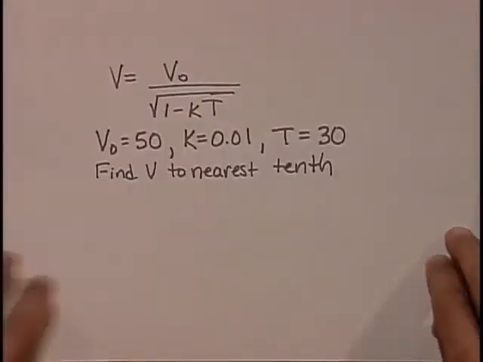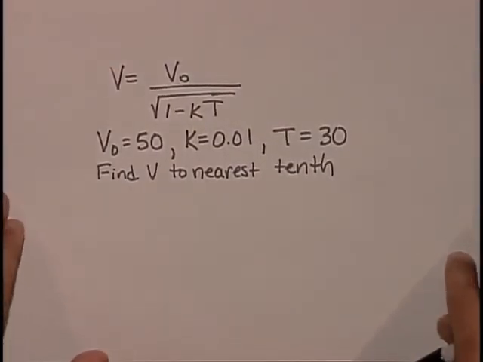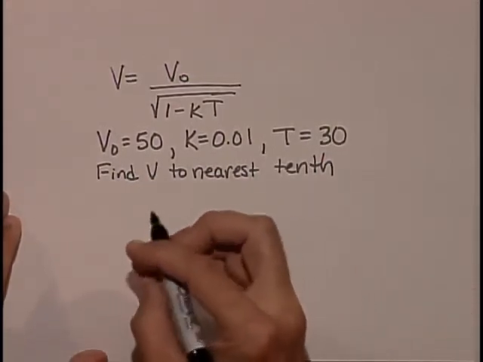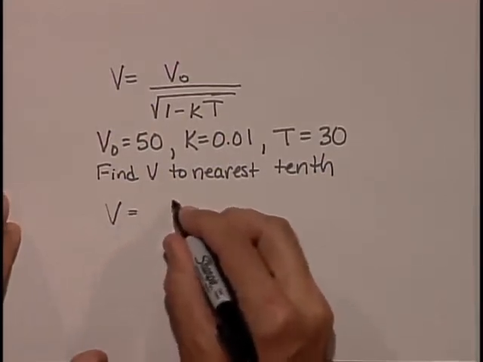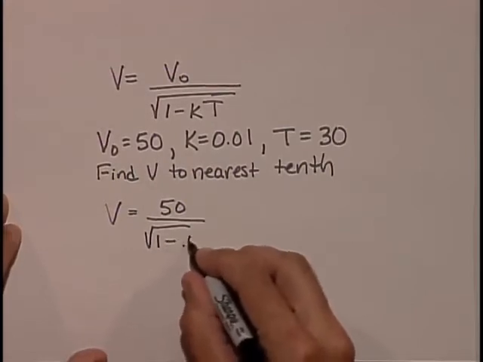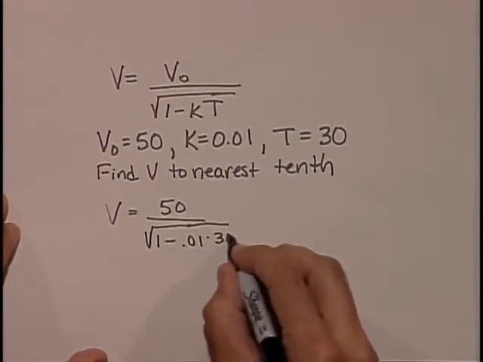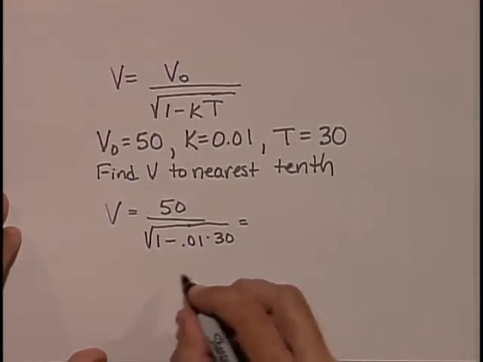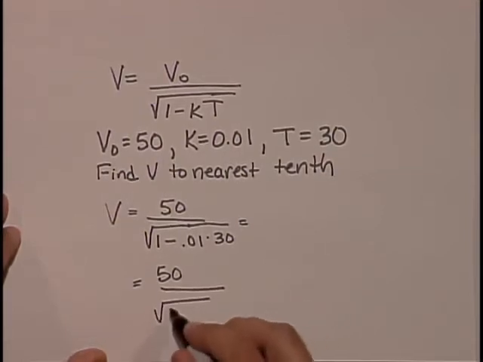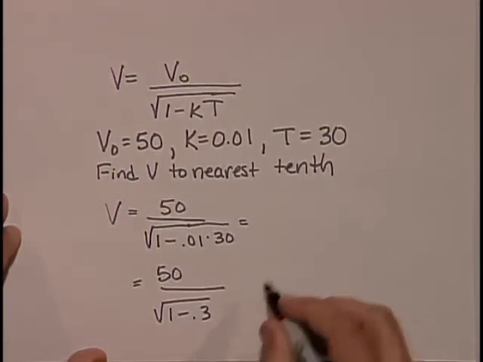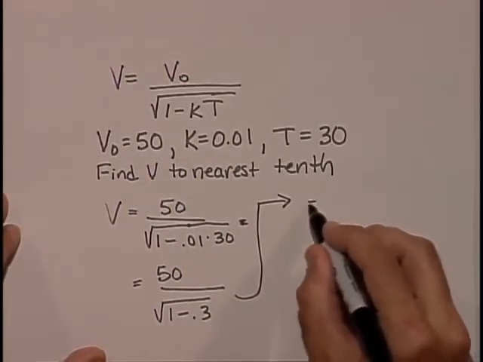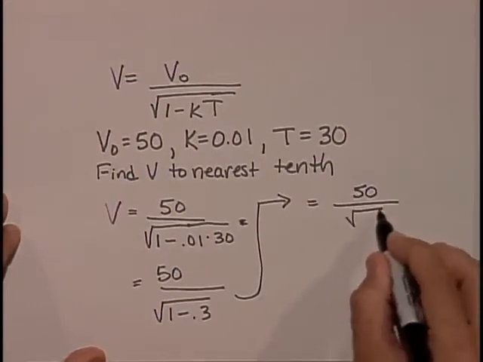So I've rewritten the formula here on this page with the pertinent information. V naught is equal to 50, k is equal to 0.01, and t is equal to 30. So v is going to be 50 divided by the square root of 1 minus 0.01 times 30. So that is 50 divided by the square root of 1 minus 0.3. So it is 50 divided by the square root of 0.7.